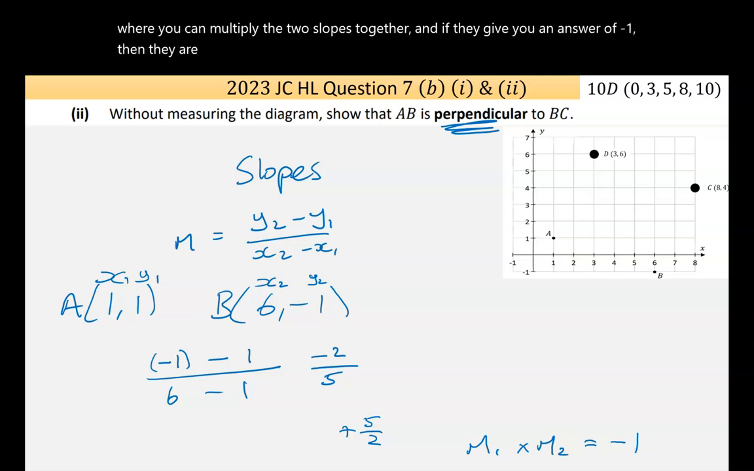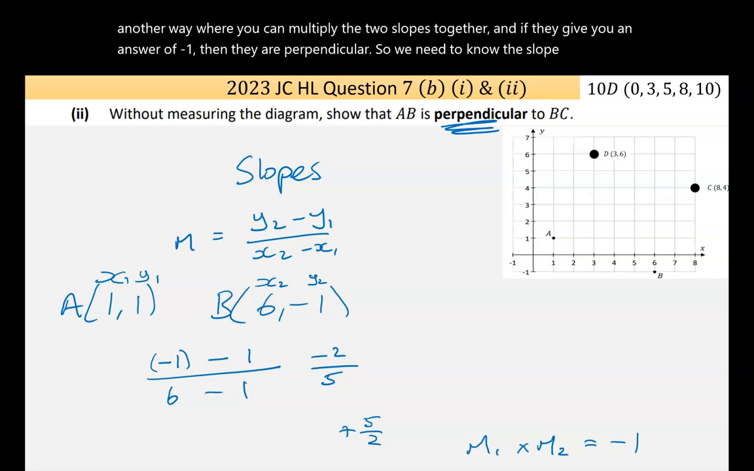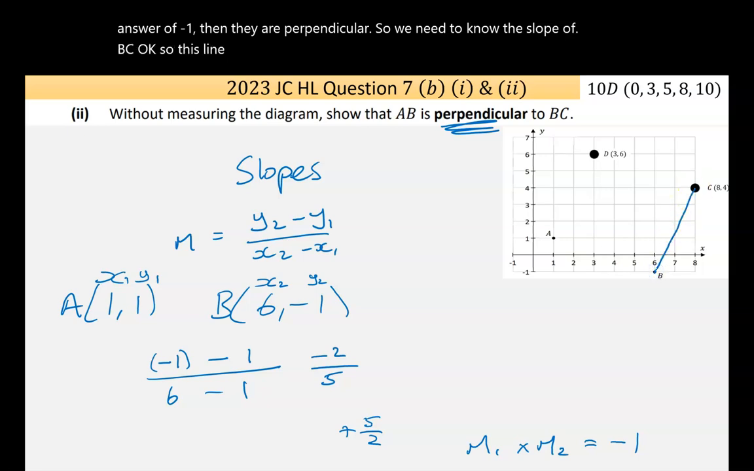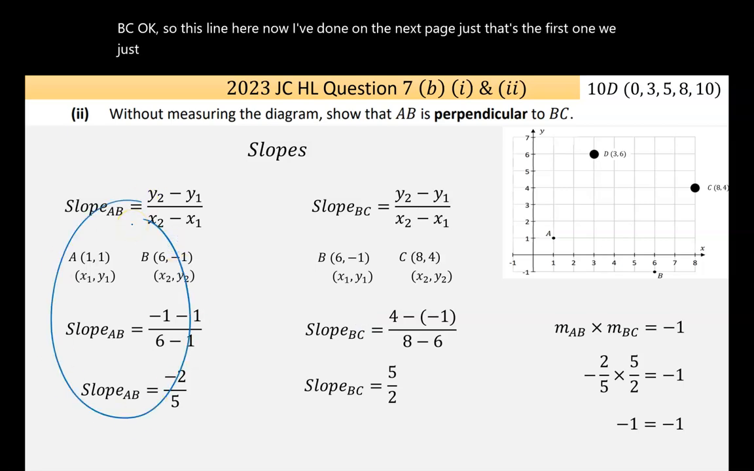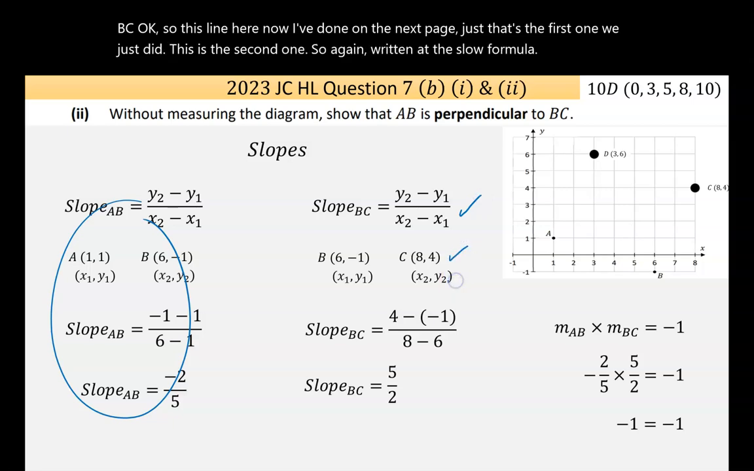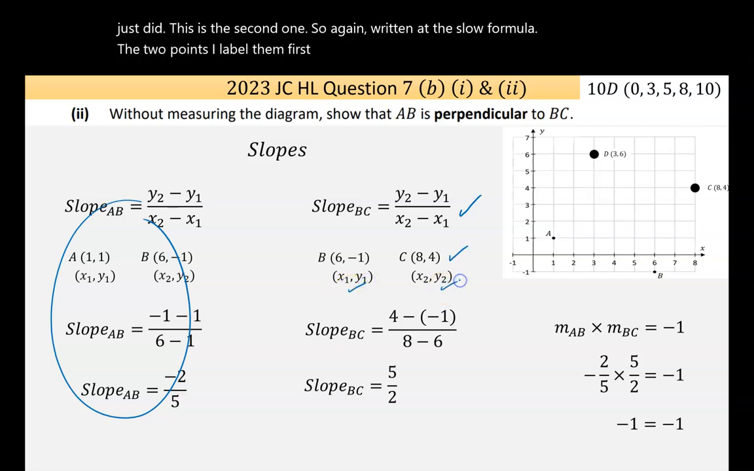So we need to know the slope of BC. Okay, so this line here. Now I've done it on the next page, just that's the first one we just did. This is the second one. So again, I've written out the slope formula, the 2 points. I've labeled them first x, first y, second x, second y.